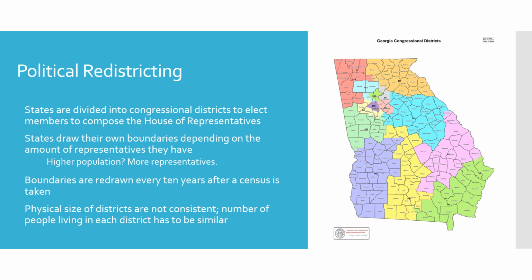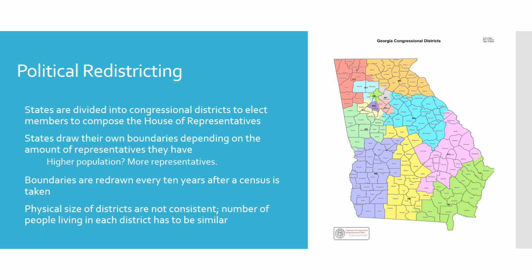So if you live in the purple area there in the Southwest, there's about as many people that live in that purple area as live in the area of purple around where Atlanta is, right? So the idea is that the physical size is going to be inconsistent, but the number of people that live in each district has to be similar. And the boundaries, again, are redrawn every 10 years after a census is taken. And little did you know, if you did not, hopefully you did, this is the census year, and we are redrawing the boundaries next year.